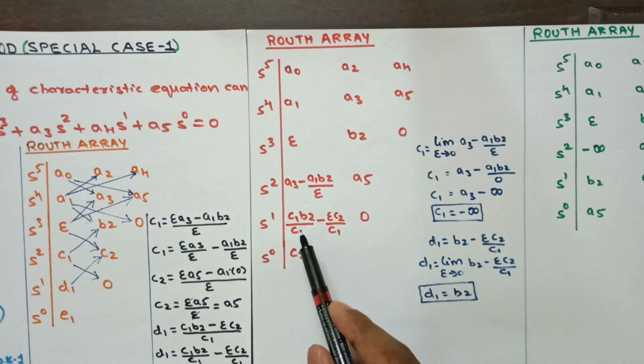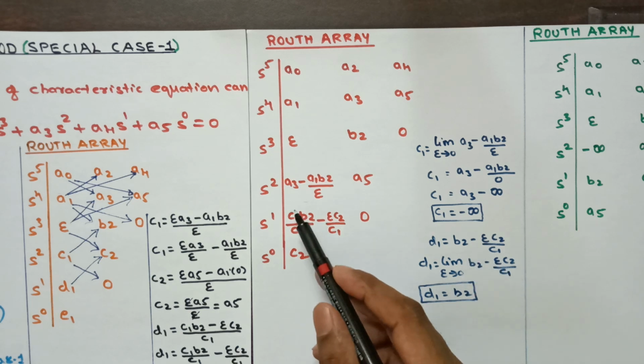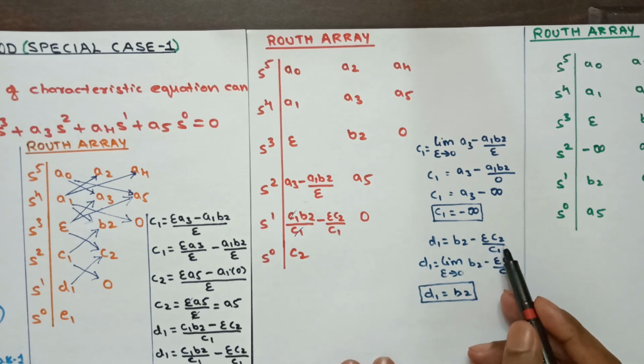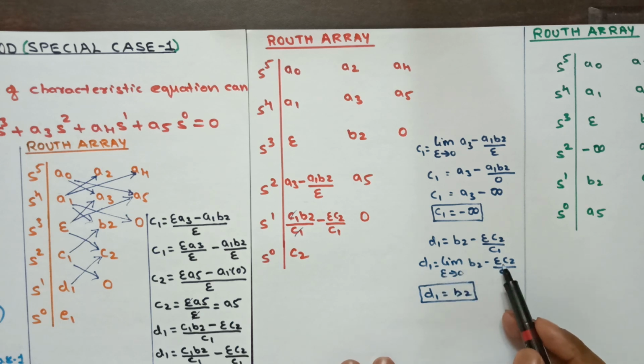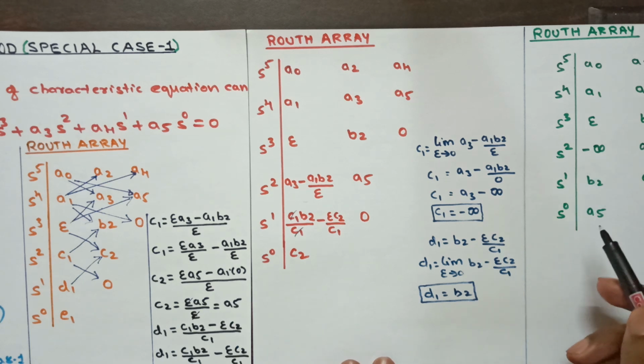Next, as you can see the d1 term, when I am going to apply the limit epsilon tends to 0, in this c1 gets cancelled. I will be getting an equation b2 minus epsilon c2 by c1, that is the d1 value. Now d1 is equivalent to limit epsilon tends to 0 of b2 minus epsilon c2 by c1. In this, when I apply epsilon tends to 0, this whole term becomes 0. I will be getting a value of b2, that you can see here d1 is equivalent to b2. You can see the d1 value b2 I have written in this array.